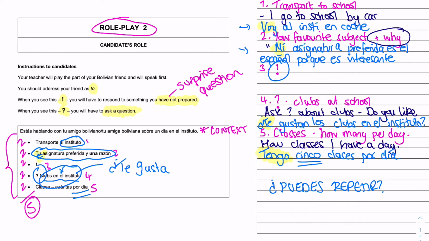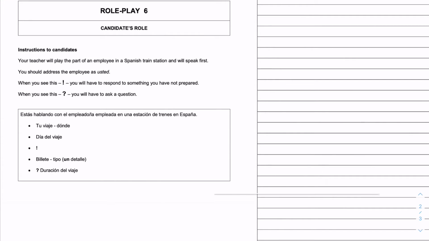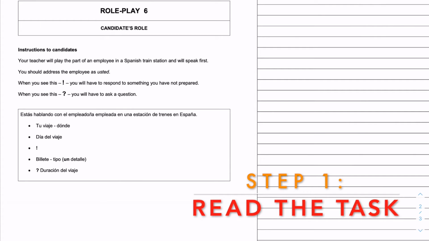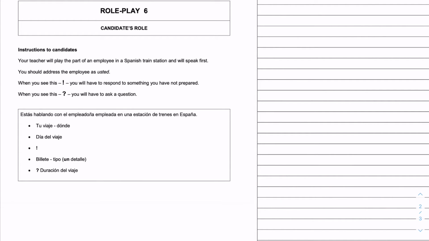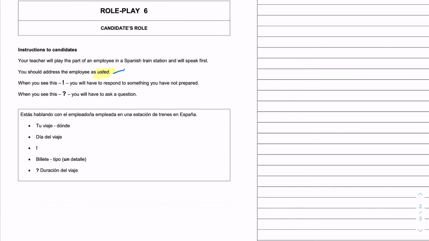Now we're going to have a look at another example. I'm going to prepare it in exactly the same way underneath. So the first thing I'm going to do is read the task. Your teacher will play the part of an employee in a Spanish train station and will speak first. You should address the employee as usted. This is important. The reason why, when we use usted, we use the he, she endings of the verb. So we have to use the he, she endings of the verb. So rather than saying te gusta, I have to use le gusta.